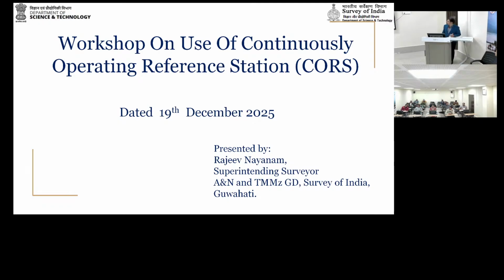CORS is a Continuously Operating Reference Station. In this session, we will get to know what CORS is, how it works, and how it gives positional accuracy within minutes. I will start with the introduction of CORS, and then my colleague will show you the CORS portal and how to register with it. Okay, we will start with CORS.